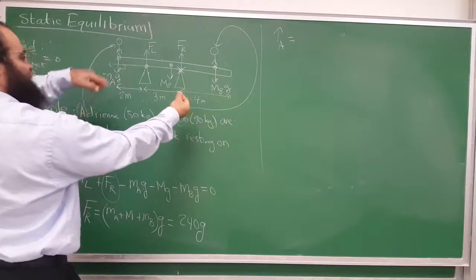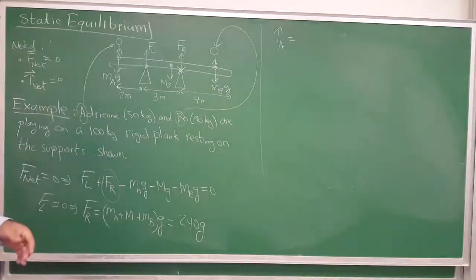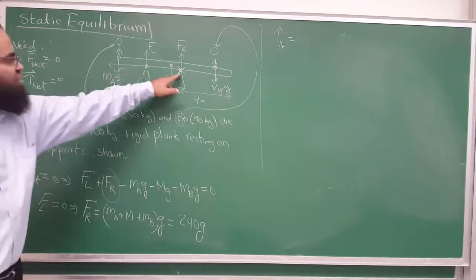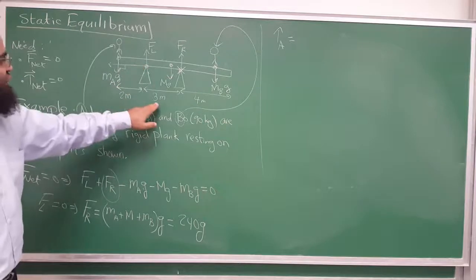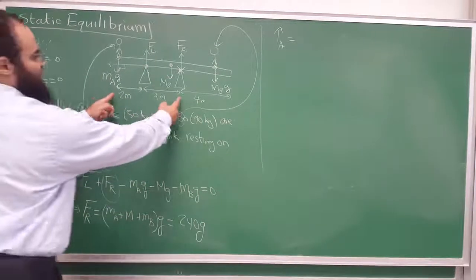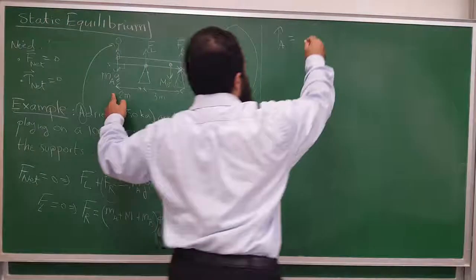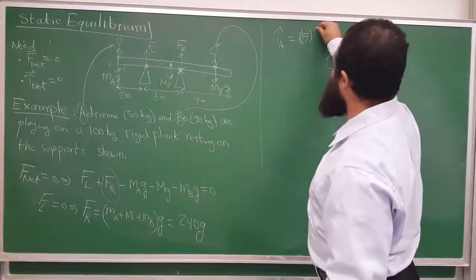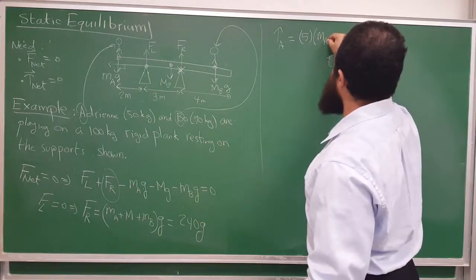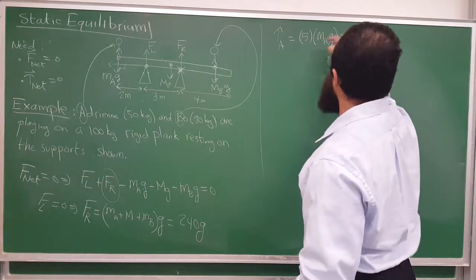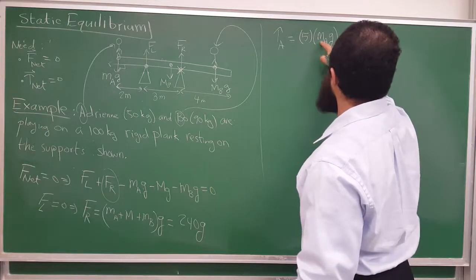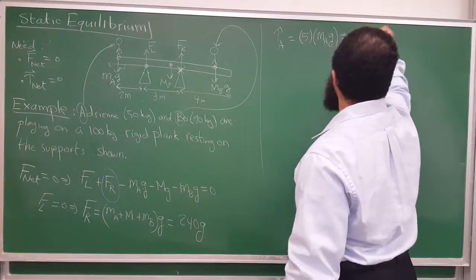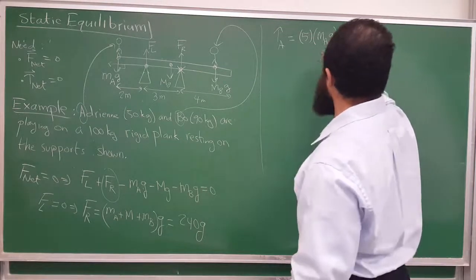She's standing on this side, so she's trying to rotate it counterclockwise. So the torque due to her will be her distance from this point, which is 3 plus 2, which is 5, times her force, which is her mass times gravity. So that will be 5 times her mass. What did we say? It was 50, so that's 250 g. That's her torque, and it's positive.